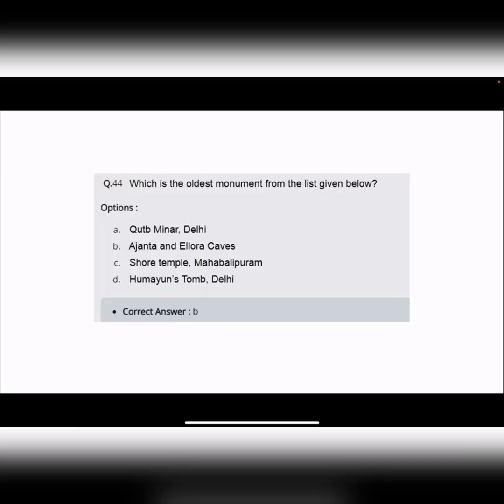Which is the oldest monument from the list given below? Qutub Minar, Delhi; Ajanta Ellora Caves; Shore Temple, Mahabalipuram; Humayun's Tomb, Delhi. Again, this is covered in history of architecture. Ajanta Ellora Caves is the correct answer, option B.